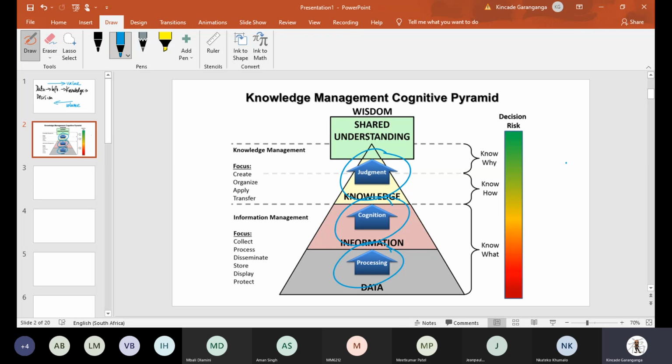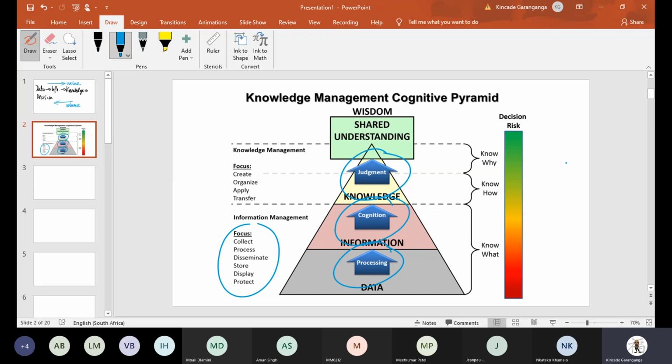So with your information management, as you can see, you've got collection, processing, dissemination, storage, display, and protection of that particular information or data. But then once that has been achieved, you're now looking at knowledge management, which involves creation, organization, application, and transference of what you've got incorporated there.